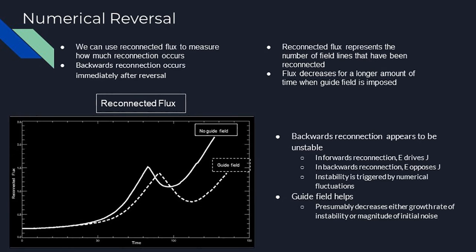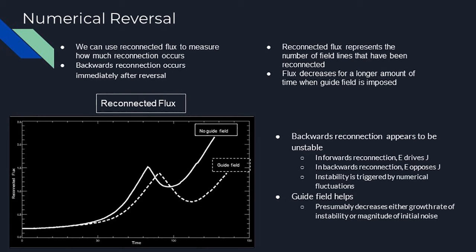And so one way we can study how much reconnection has occurred is by looking at reconnected flux, which basically measures sort of how many magnetic field lines have been reconnected. And as we can see here, the flux is increasing, then we reverse it, and it goes back a little bit, but then just continues increasing again.